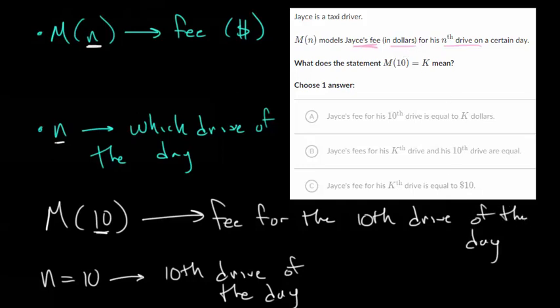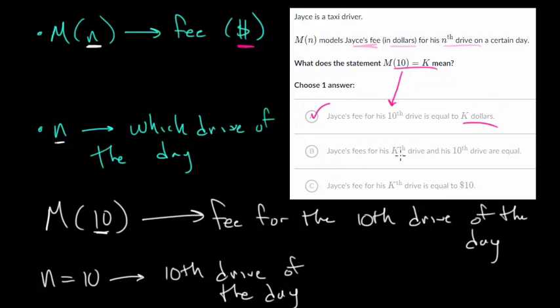And M of 10 here, notice, is equal to K. So that means the fee for that 10th drive of the day is equal to K, and again, the fee is in dollars. So it's K dollars, whatever that is. And notice that's choice A, Jace's fee for his 10th drive of the day. So when N is 10, it is equal to K dollars, since M is representing the fee, and that's in dollars. So A is the correct answer, but we can look at the other ones just to make sure.